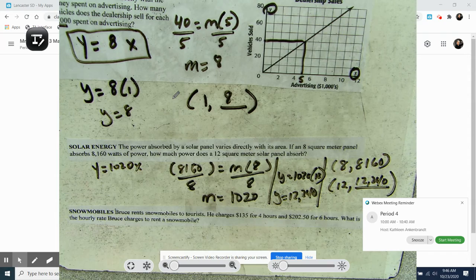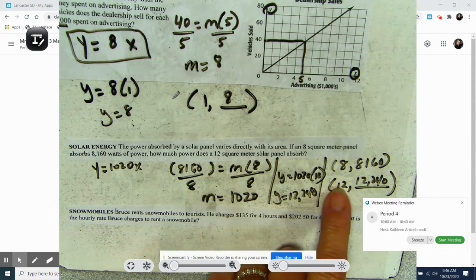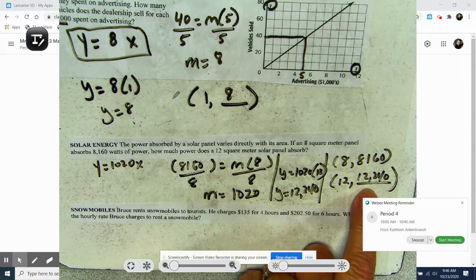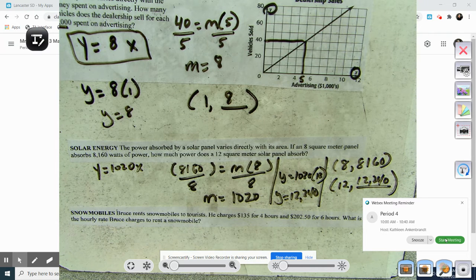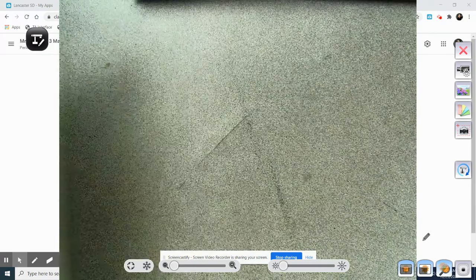So the amount of wattage we're going to get from a 12 square meter panel is going to be 12,240 watts of power. Okay, again, another good use of the math that we're learning. You ever going to use it? I don't know what you're going to be when you grow up.